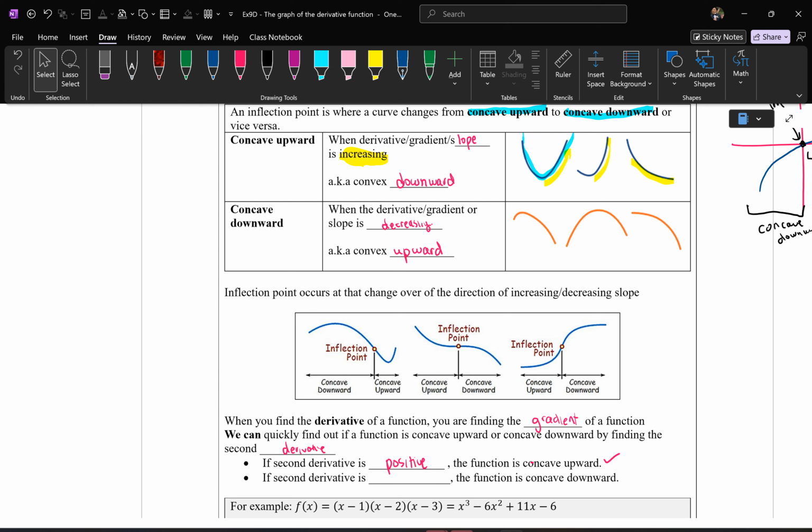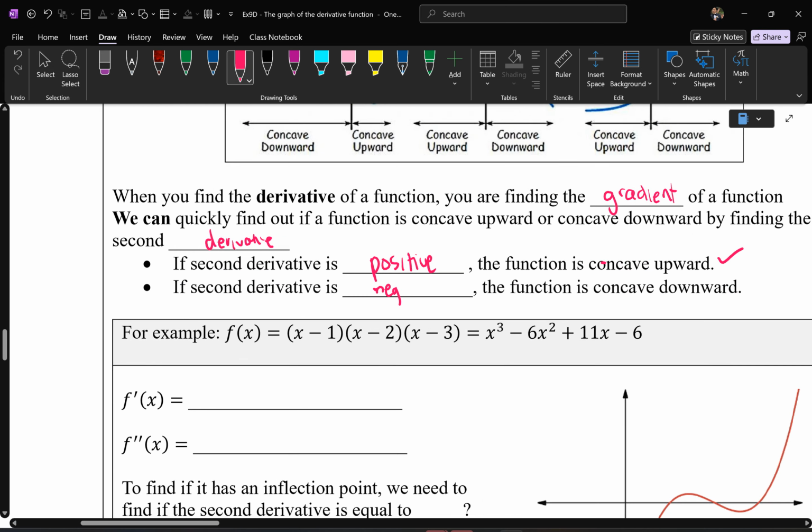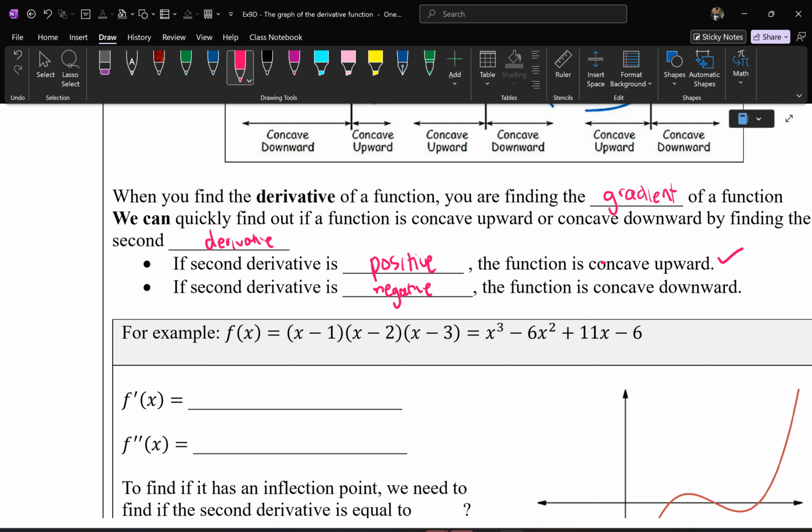Okay, so if it's increasing, it's positive. If the rate of the gradient is decreasing, then it is concave downwards. Yeah? So here, second derivative, if it's negative, so the rate, think of it as like the acceleration of your speed. Yep.